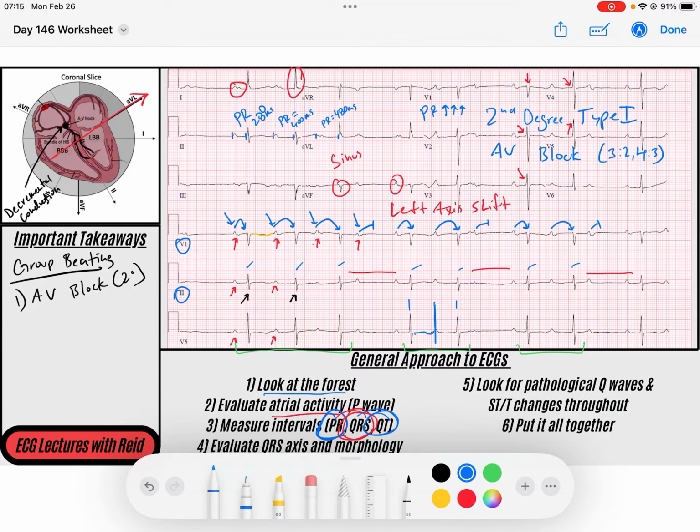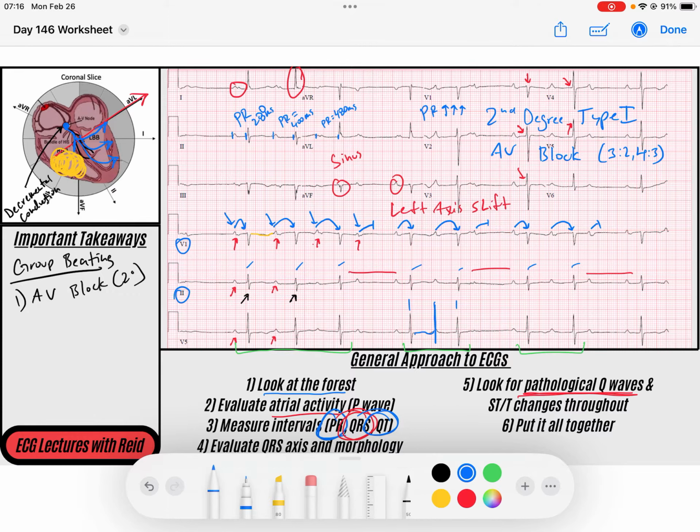The last thing we do is we look for pathological Q waves, right? And when you see a left axis shift, like we drew up here in our top left corner, another reason why it could be shifted is because maybe there's dead myocardium right here. And so when the signal comes down from the AV node, it can't go that way. It can only go that way, to the left.